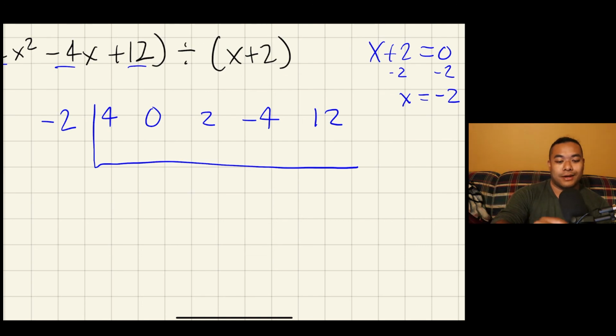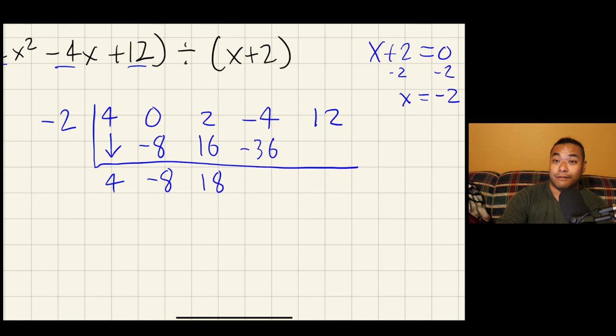On pause, we have bring down the first number. That's always the first step. Negative 2 times 4 gives me negative 8. 0 minus 8 gives me negative 8. Negative 2 times negative 8 gives me positive 16. 2 plus 16 gives me 18. Negative 2 times 18 gives me negative 36. Negative 4 minus 36 gives me negative 40. Negative 2 times negative 40 gives me positive 80. And 80 plus 12 gives me 92.